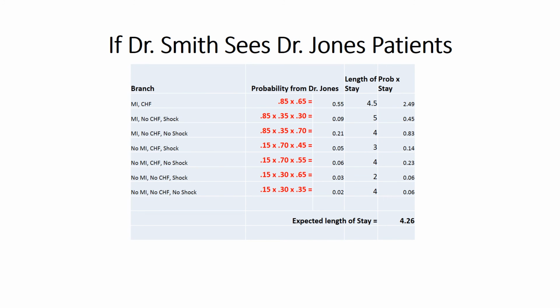What if Dr. Smith sees Dr. Jones' patients? Then we change the probabilities to reflect the probabilities from Dr. Jones, and we keep the length of stay as Dr. Smith's length of stay for those kinds of patients, and then we multiply them together, and the expected length of stay is 4.26 days.